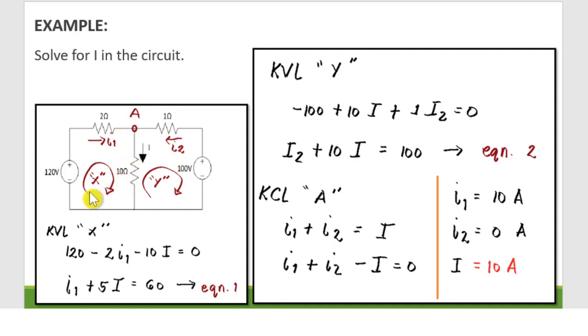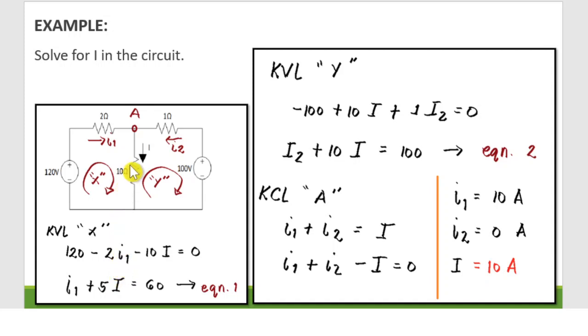First, form the KVL equation at loop X. So it passes through first this 120 volt source, as you can see, where loop X is pointing upward, enters the negative, then leaves the positive. That's why KVL at loop X, we have this positive 120. And then next, it passes through this 2 ohm resistor. Our loop X is in the same direction with I1. Therefore, that is a negative IR drop, minus 2 I1.